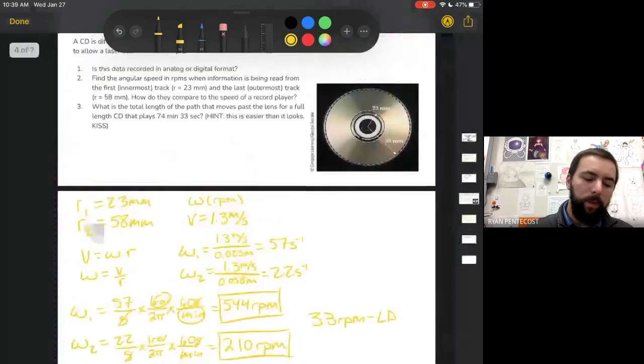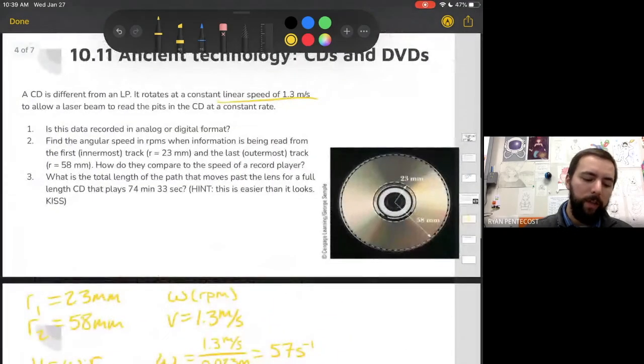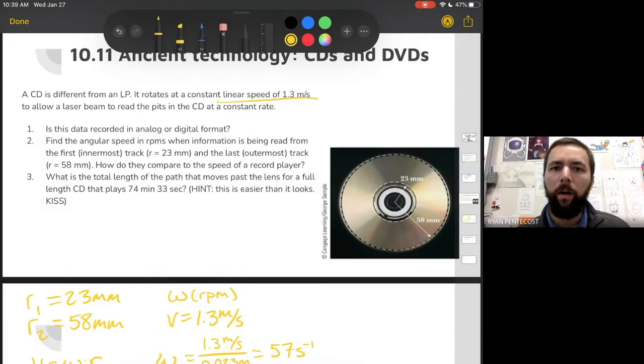Now, last question on this slide says, what is the total length of the path that moves past the lens for a full-length CD that plays 74 minutes and 33 seconds? So 74 minutes, 33 seconds, I believe that's the limit that you can have on an album on a CD. So we want to know, what is the total path of grooves? Like how long, if we were to take that entire CD groove, and instead of spiraling it from the inwards out, let's just stretch it out. How long would that actually be?